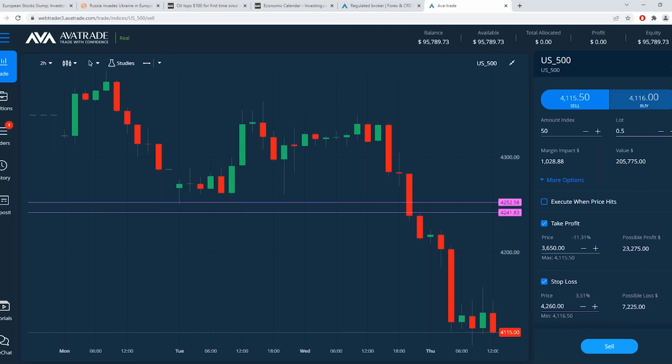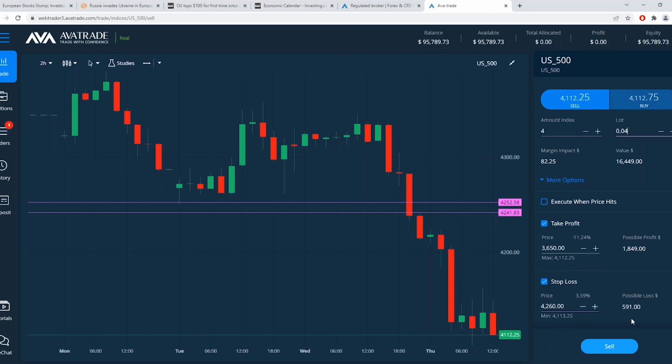If I put half a lot, I'm risking 7,000, right? So now I know real quick, okay, that was the wrong trade size. Maybe I put 0.1. I'm risking 1,400. 0.25. I'm risking 3,600. 0.05. Now I'm getting closer to the 500, right? 0.04. 590. Maybe I say, okay, that's good enough for me.